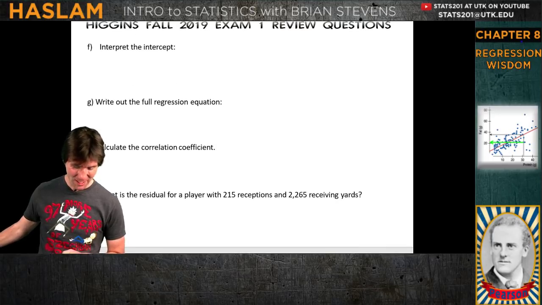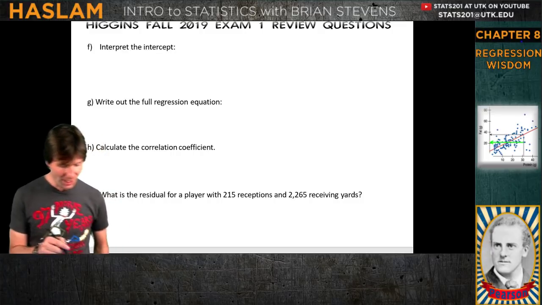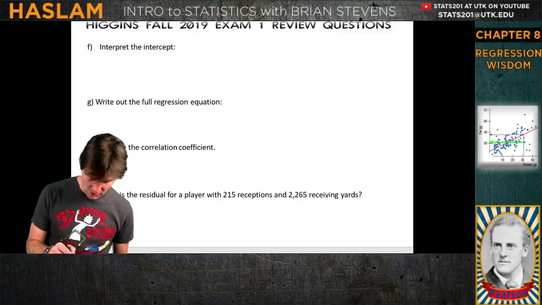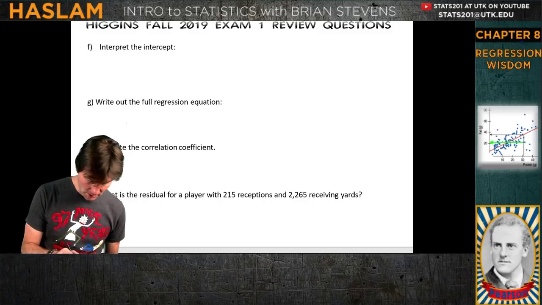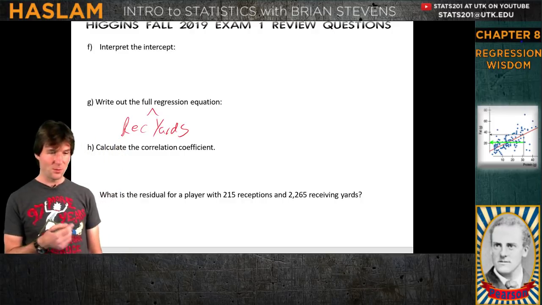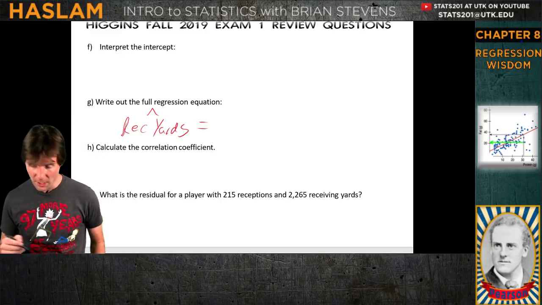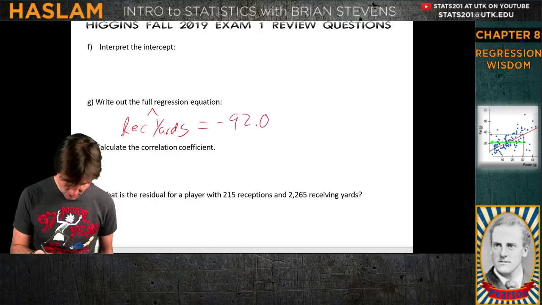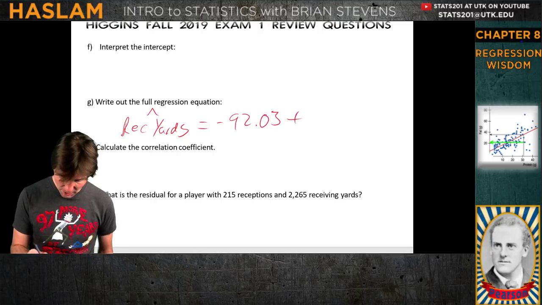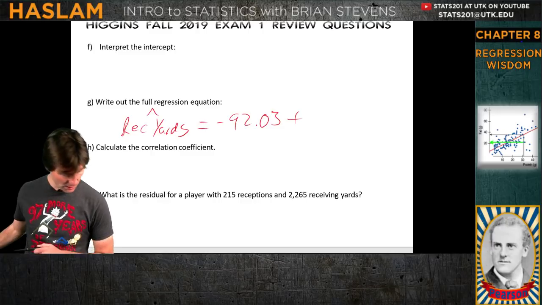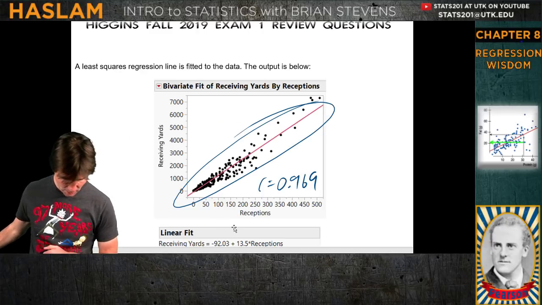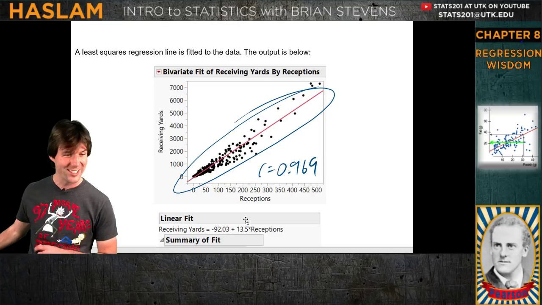So what do we have right here? Write out the full regression equation. I think we have that. I'm going to look in the chat because I can steal these answers. We have here that predicted receiving yards equals, and then the value of the intercept was negative 92.03, and then we have a positive slope. And what was the value of the slope? It's going to be right there. That is the regression equation. It's given to you. Still write it out.